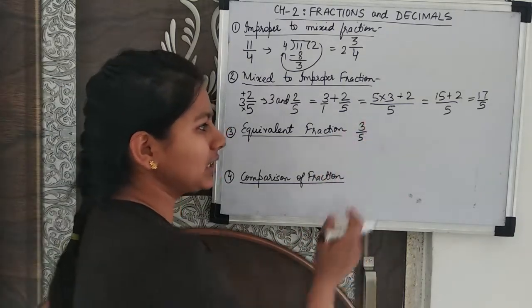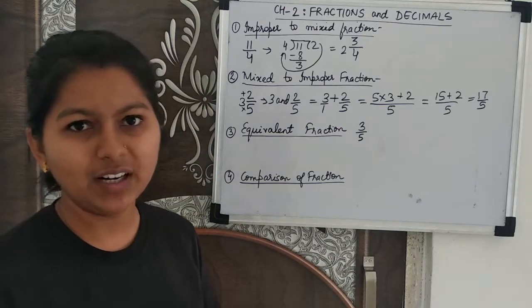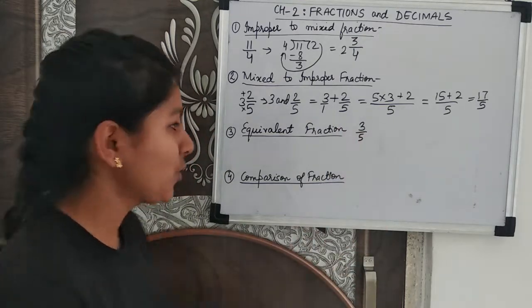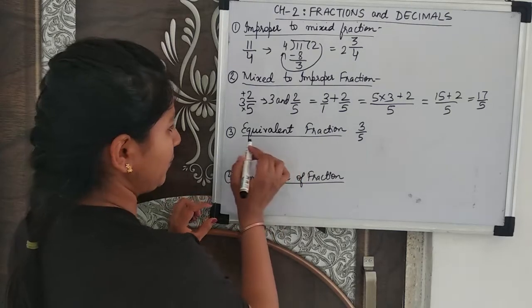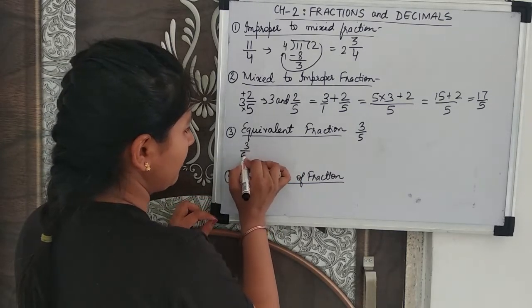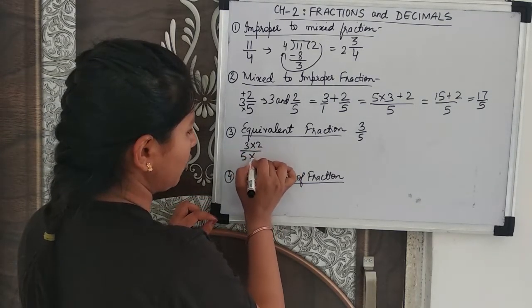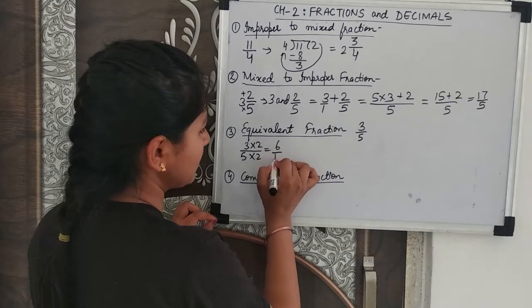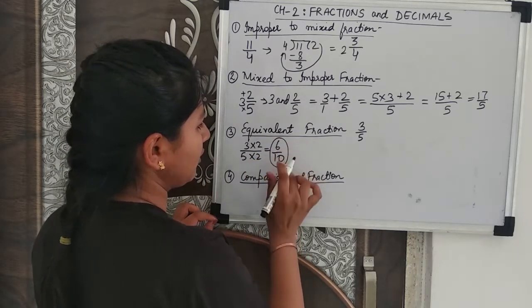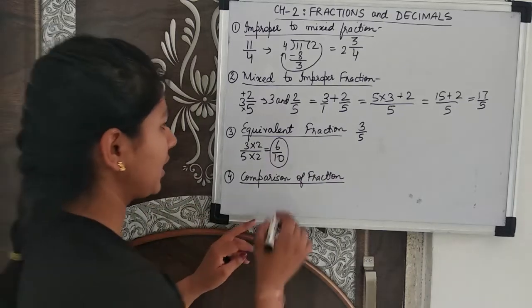In this case, this 3 by 5 cannot be simplified more, so we can't divide it. What I will do, I will multiply. Like 3 by 5, let us multiply both by 2. What will I get? 6 by 10. This is one equivalent fraction of 3 by 5.